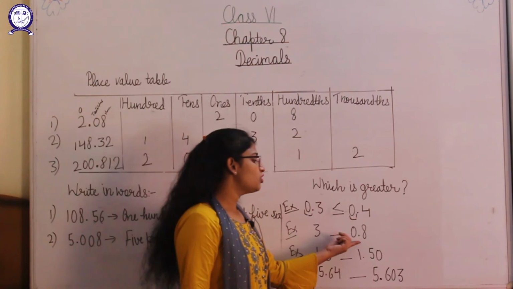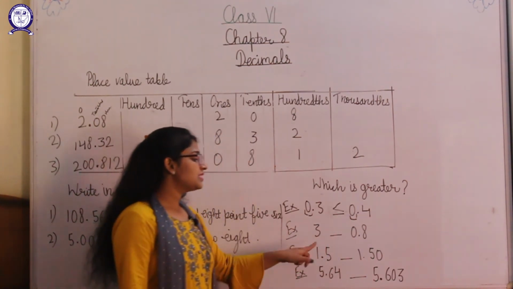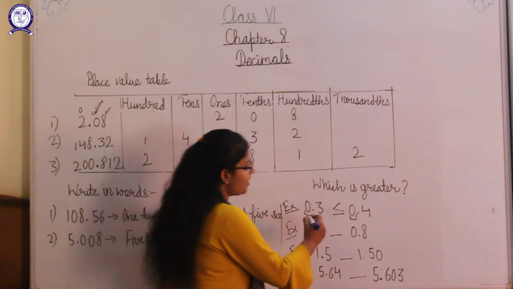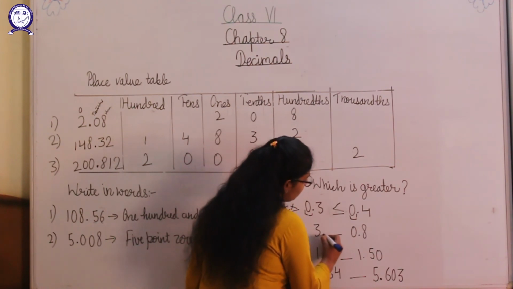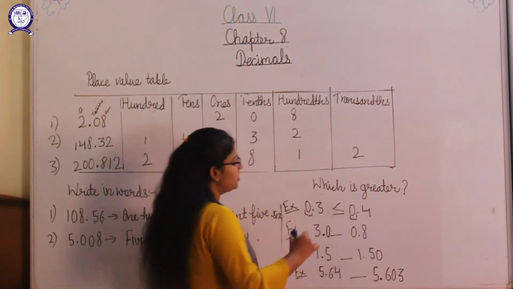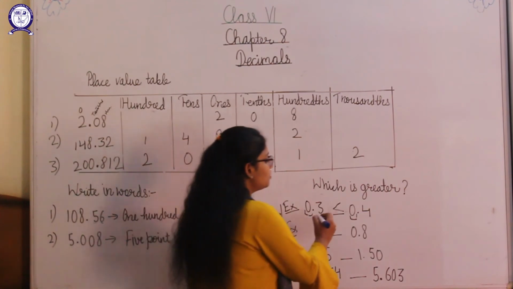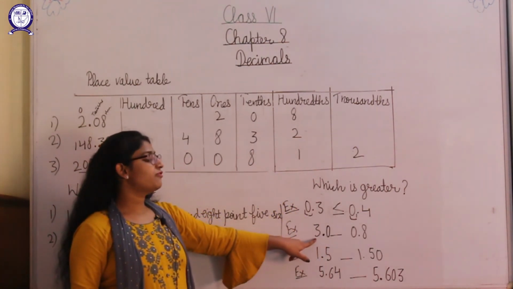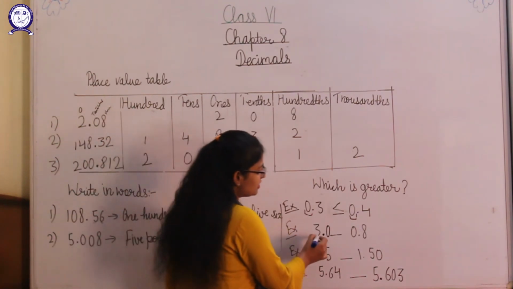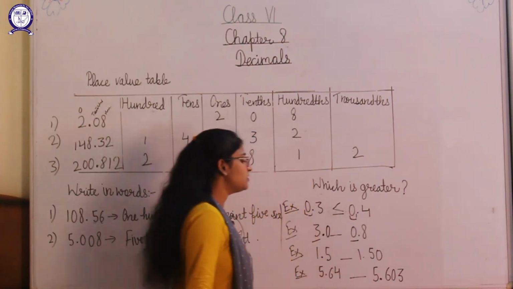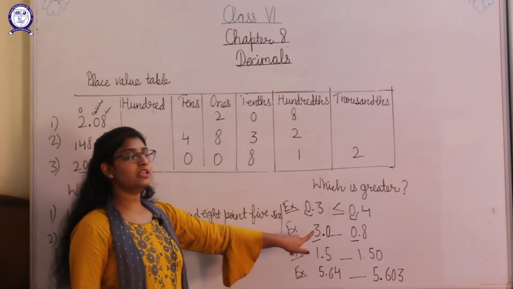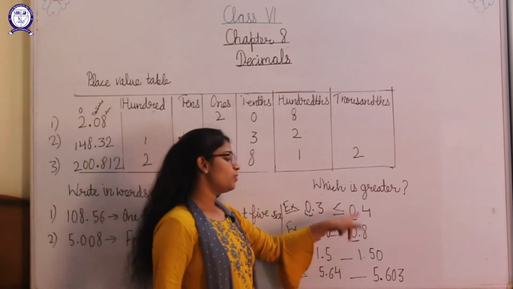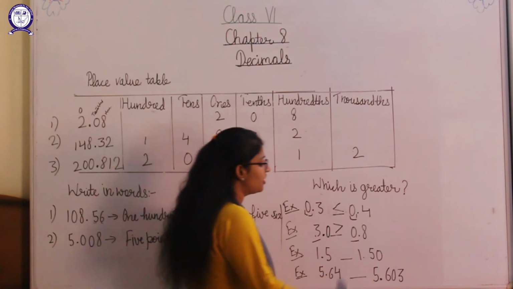Now 3 and 0.8. Students, 3 means it is the simple number. If we have to put a decimal, then we will put it here and it can be 3.0. And as I told you earlier, we have to compare the digit which is before the decimal first. So here is 3 and here is 0. So which one is the greater? 3 is greater. It means from 3 and 0.8, 3 is greater.